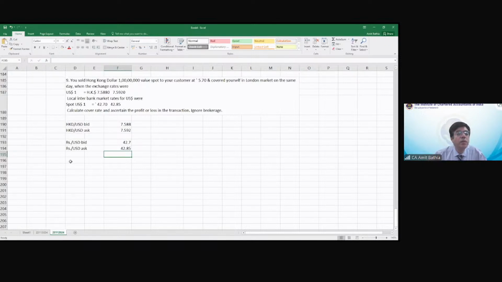What is it that we are supposed to calculate? Have they told us we are supposed to calculate Hong Kong dollar to rupees or rupees to Hong Kong dollar? Hong Kong dollar is sold at 5.70, which means you have sold it at rupees per Hong Kong dollar. So I need to calculate rupees to HKD. This is what we need to find.